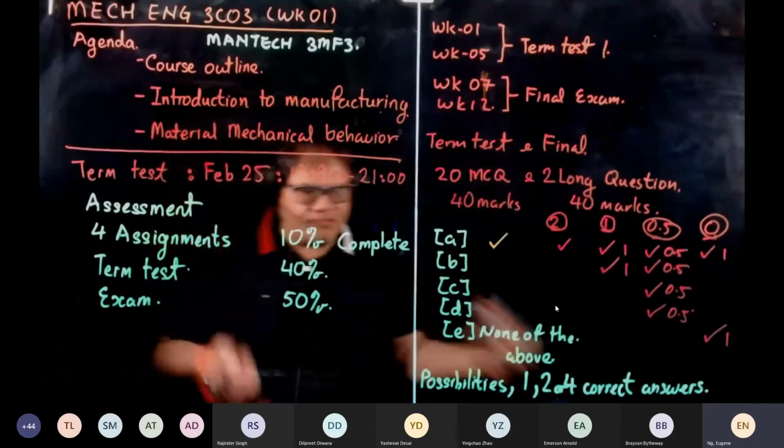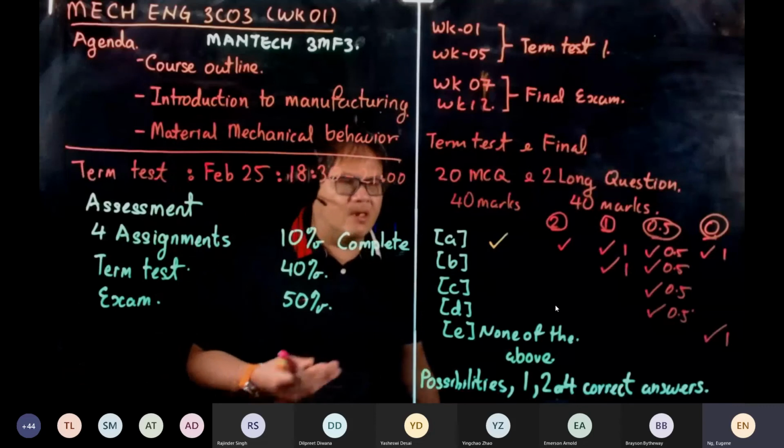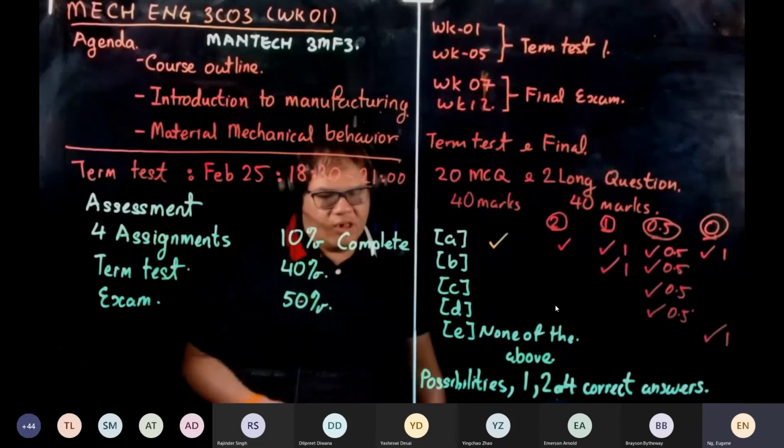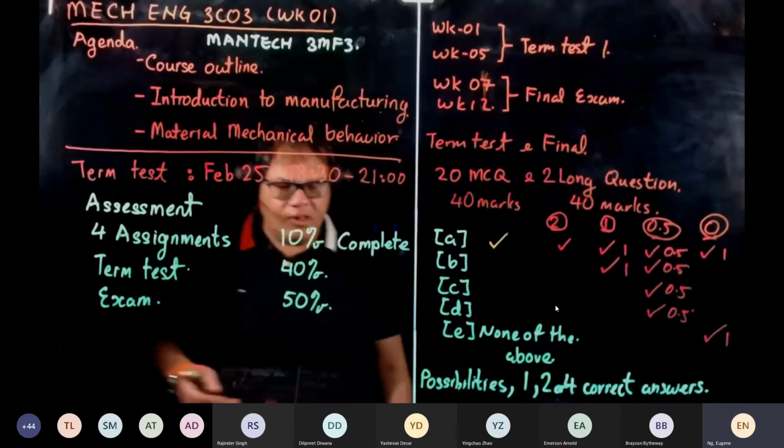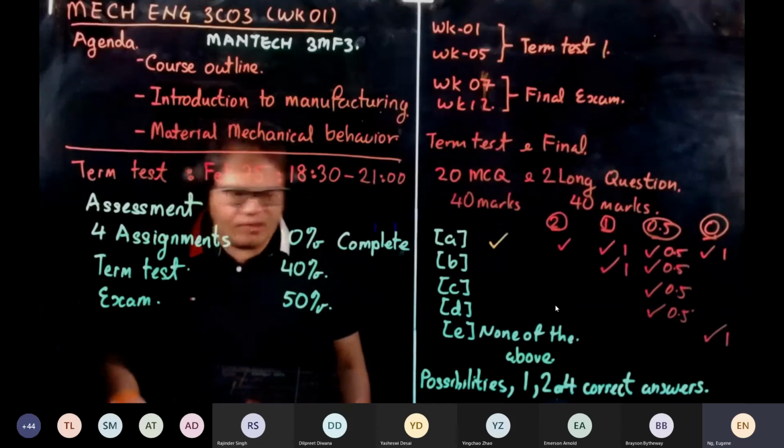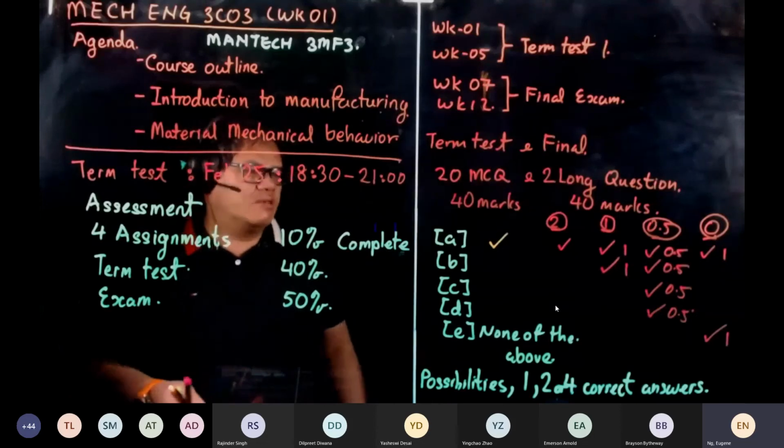You will not get a negative score, by the way. My multiple choice is worth 40 marks. Some students are worried, will I get a minus 5? The answer is no, you will not get a minus 5.